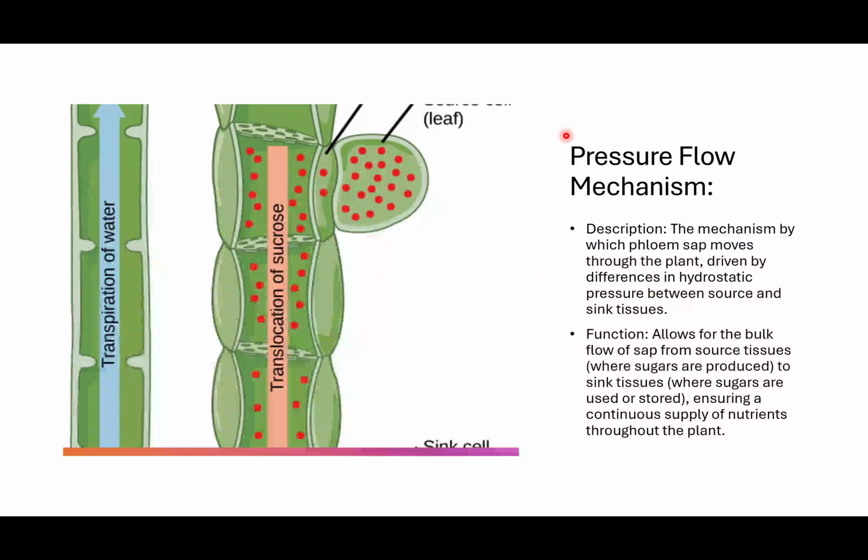And then we have the pressure flow mechanism. It's a mechanism by which the phloem sap moves through the plant, driven by different hydrostatic pressures between source and sink. So it allows for the bulk flow of translocation. That's another thing that the phloem supports. The pressure flow mechanism, or the hypothesis itself, is the next big thing we're gonna be looking at. We're gonna be looking at this more in depth when we get there.